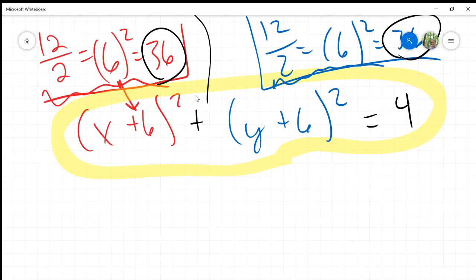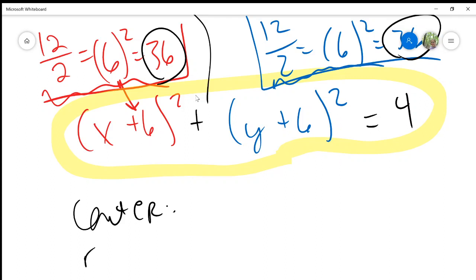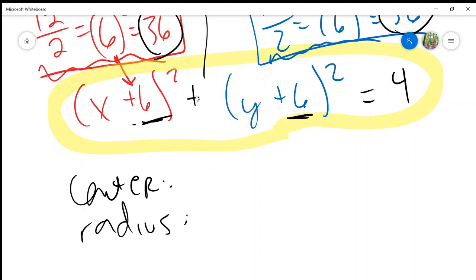Okay, but right now it's not asking me for the equation. It wants to know the center, and then it wants to know the radius. And so from this, I'm going to pluck out these pieces. And since these both look like positive 6's, I know that my center is really negative 6, negative 6. And since I know that this is actually r squared, my radius is really the number 2.